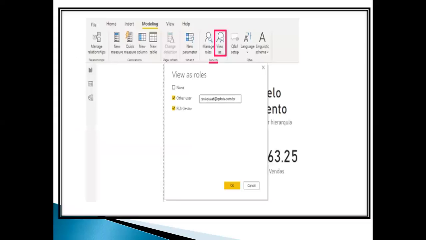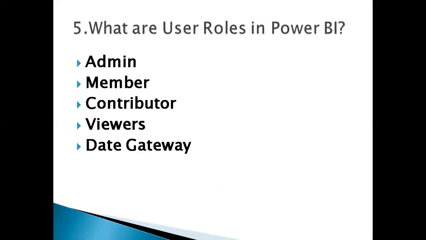Here you can see, in this way, you have to click on modeling and go to manage roles and view all. So here you can apply the roles for the Power BI service. The next one is viewers. Viewers means they can just view whatever they want. They can't change anything. They will have no rights to change anything.